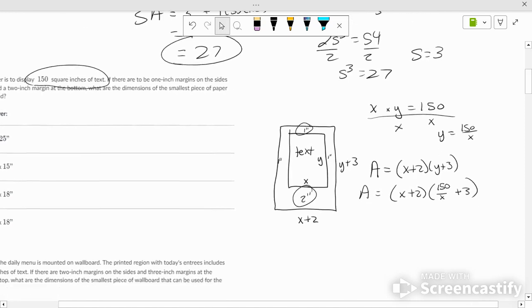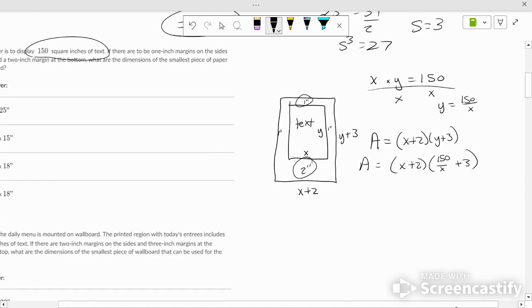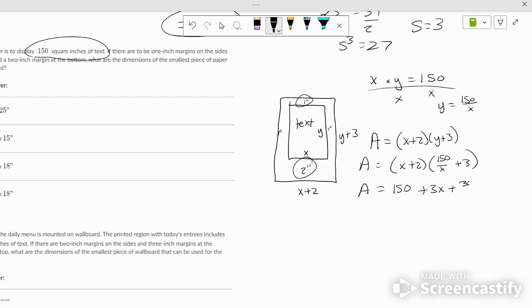So I want a minimum area. So I have to FOIL this out. I wouldn't have to FOIL it out, but I'd rather FOIL it out than use the product rule. So 150 over X times X is 150. Outers is 3X. Inners is 300 over X. Last times last is 6. So the area equals 3X plus 300 over X plus 156.